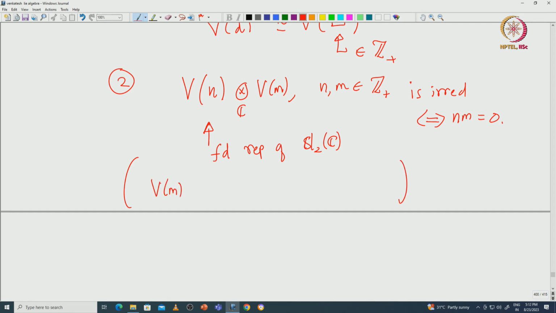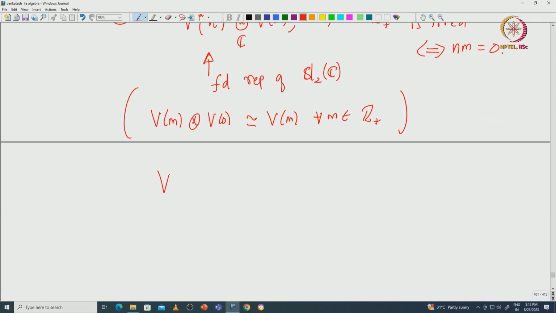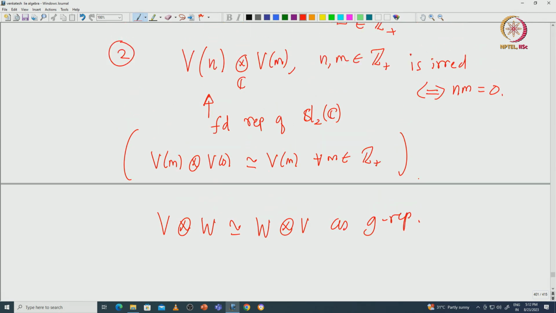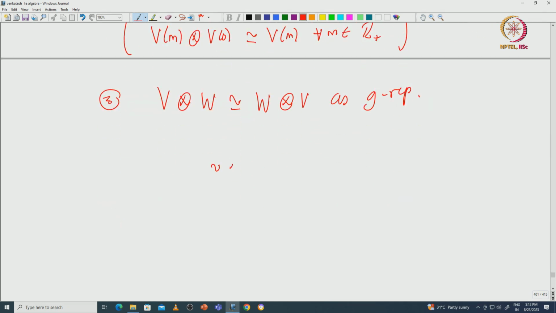If you take V_m tensor V_0, then you get V_m again. This is true for all m. And it is not hard to see that V tensor W will be isomorphic to W tensor V as G representations. This I will again leave it to you to think about, because what is the natural map? You can just take this simple tensor v⊗w and send it to the switch, W tensor V.